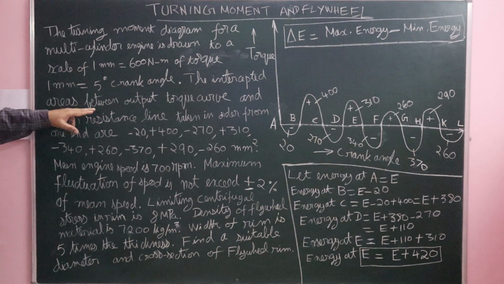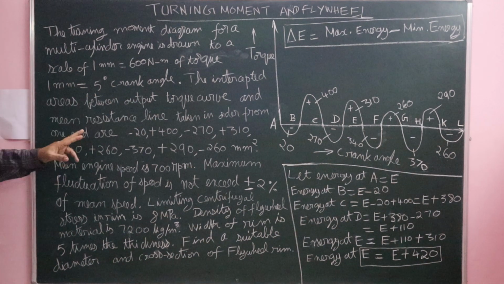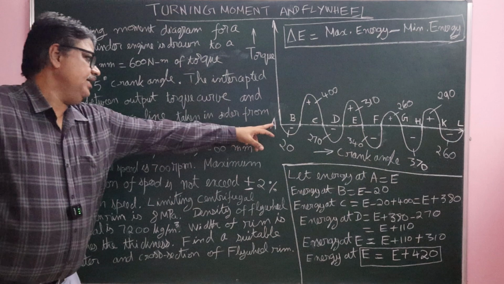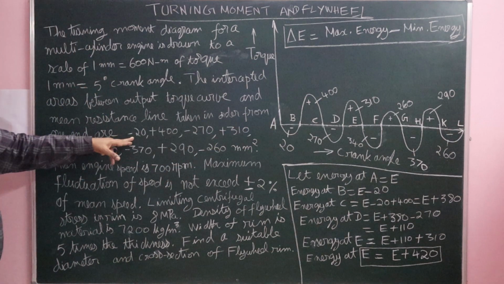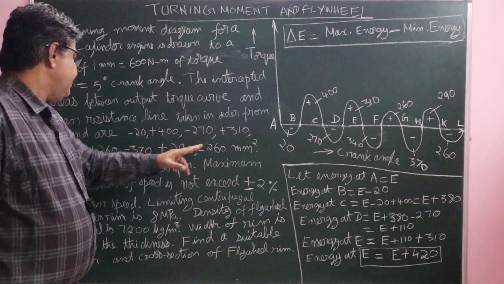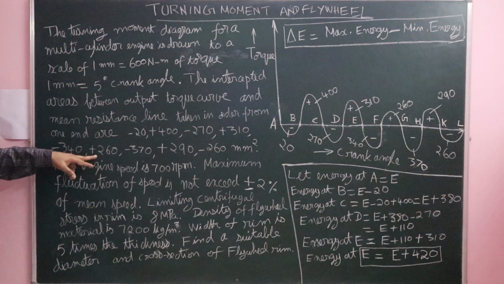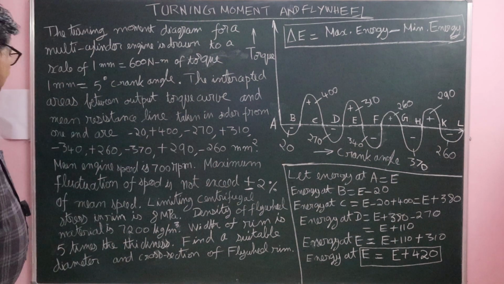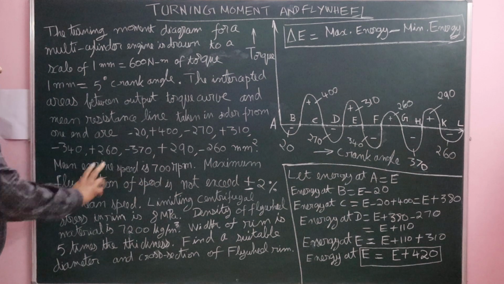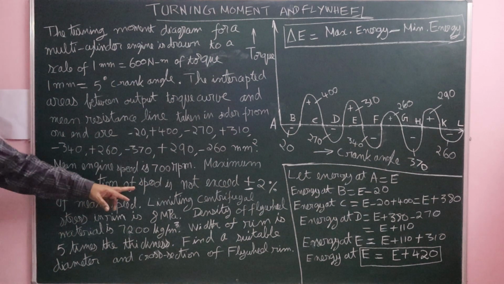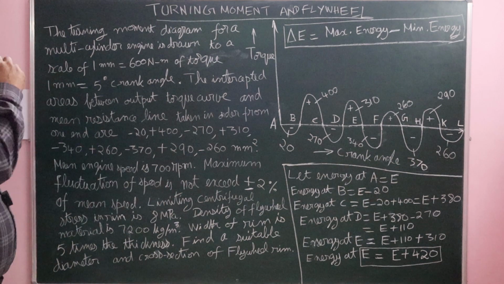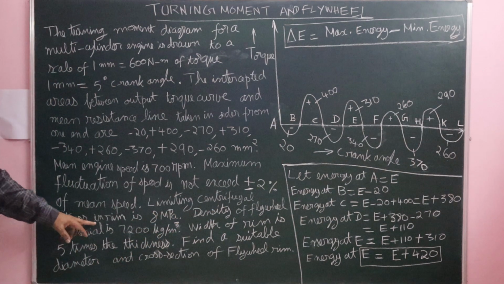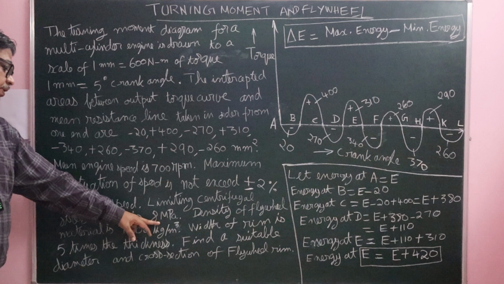The intercepted areas between the output torque curve and the mean resistance line, taken in order from one end, are minus 20, plus 400, minus 270, plus 310, minus 340, plus 260, minus 370, plus 290, minus 260 mm square. The mean engine speed is 700 rpm. Maximum fluctuation of speed is not to exceed plus or minus 2% of the mean speed. Limiting centrifugal stress in the rim is 8 MPa.